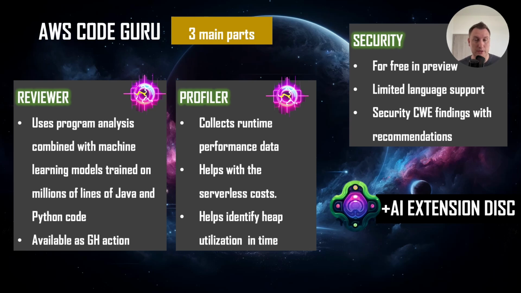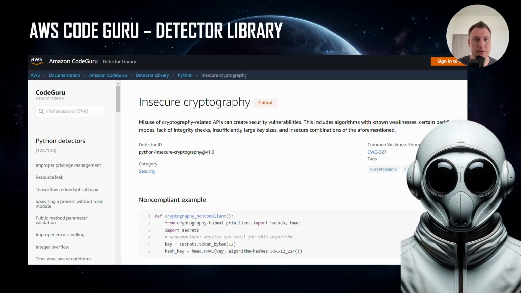And also Security is free and in preview. Now they're doing lots of merging with Whisperer and Amazon Q, and they're merging them together. And also there's limited language support. They also have their own database. I will show you that one. And it can also work with CWE findings with recommendations, so you can check the common weaknesses in software.